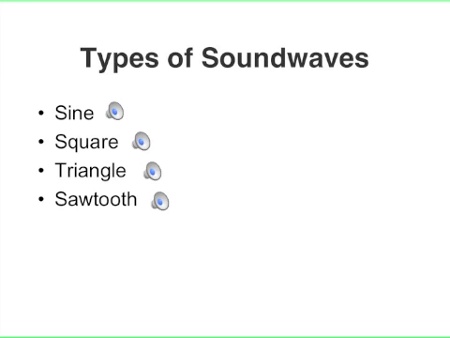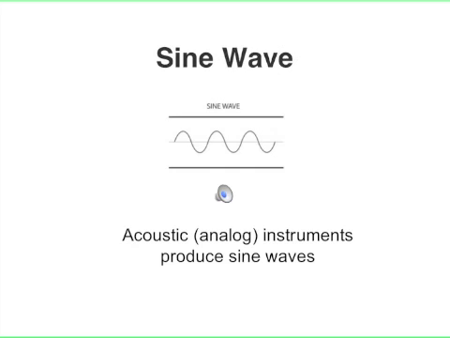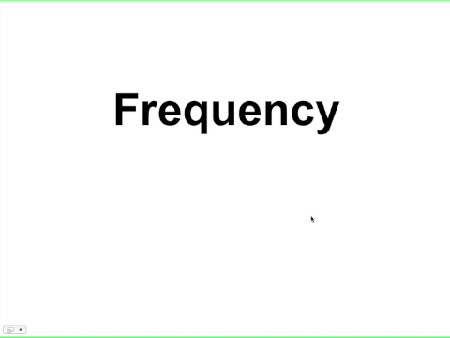So you can hear the subtle differences between these types of sound waves. A sine wave is what acoustic or analog instruments produce. Once again, to remind you, this squiggly line is what a sine wave looks like. And so sine waves are very common, and all acoustic instruments produce sine waves. So that's a quick overview of sound waves.